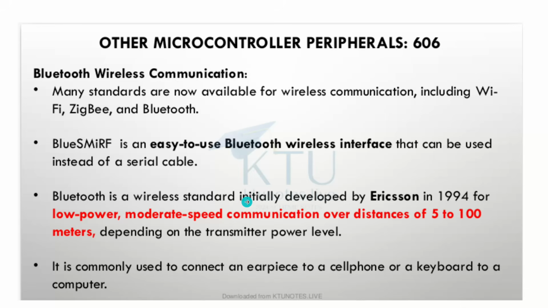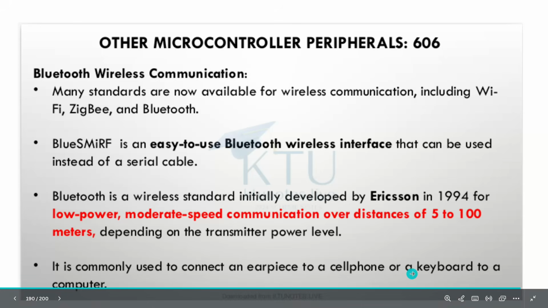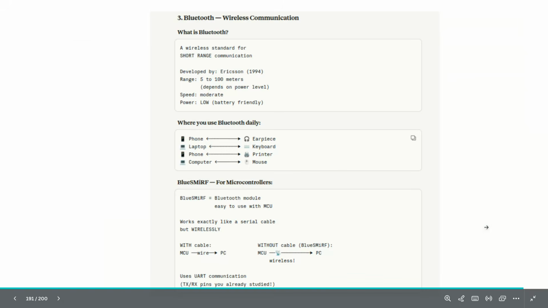Bluetooth is a wireless standard initially developed by Ericsson in 1994 for low-powered, moderate-speed communication over a distance of 5 to 100 meters, depending on the transmitter's power level. It is commonly used to connect an earpiece to a telephone or a keyboard to a computer. So we can understand Bluetooth in much more detail.